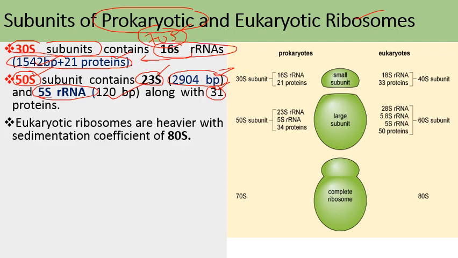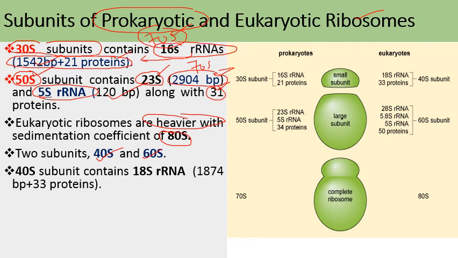In case of eukaryotes, ribosomes are heavier with a sedimentation coefficient of 80S, while in case of prokaryotes it was 70S. The two subunits consist of 40S and 60S rRNAs. The 40S, that is the smaller subunit, contains 18S rRNA, which is made up of 1874 base pairs, plus 33 proteins. This is the chemical composition of the smaller subunit of the eukaryotic ribosome.